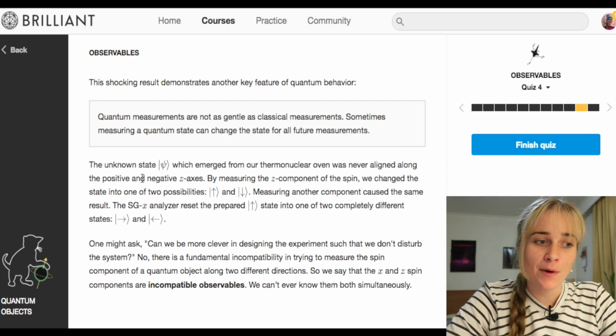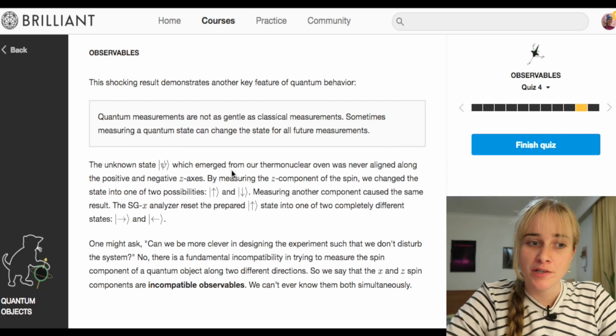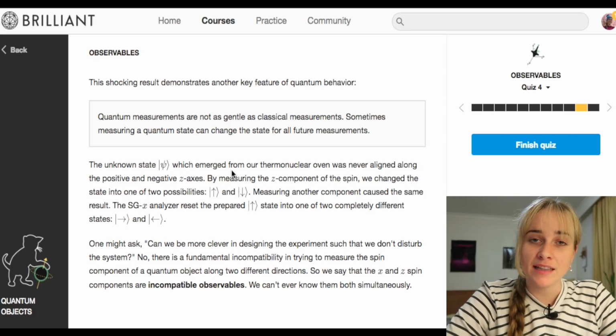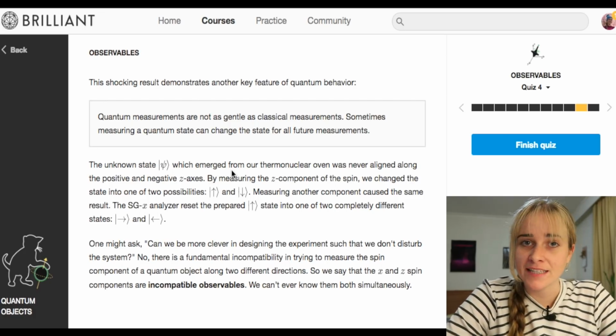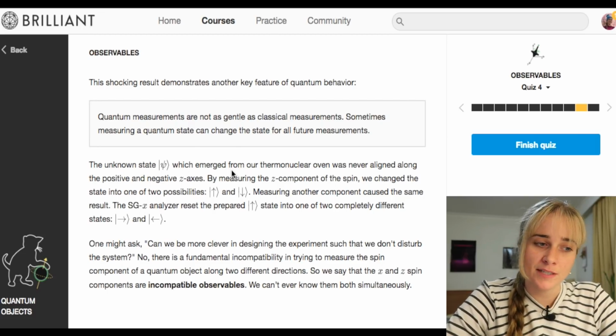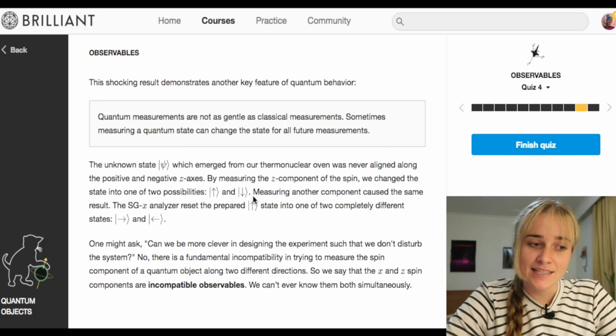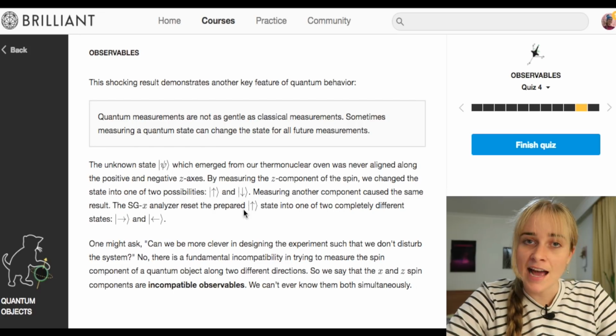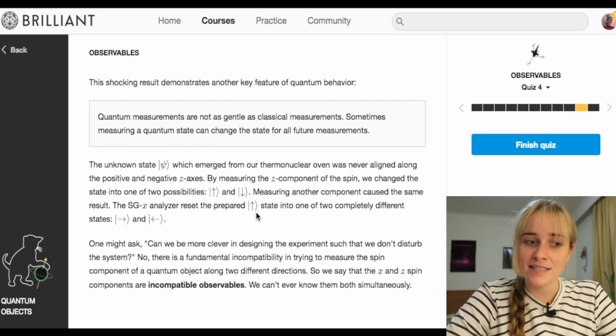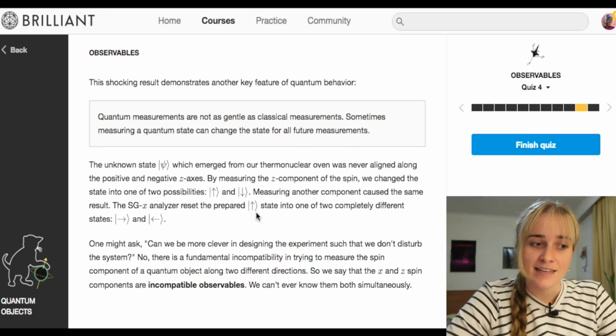So essentially our unknown state, which emerged from our oven, was never really aligned along the positive or negative Z axes, but by trying to measure the Z component of the spin, we changed the state to being one of the two possibilities, spin up or spin down. Measuring another component caused the same result. The X analyzer reset our prepared spin up state into being one of two completely different possibilities, spin left and spin right.